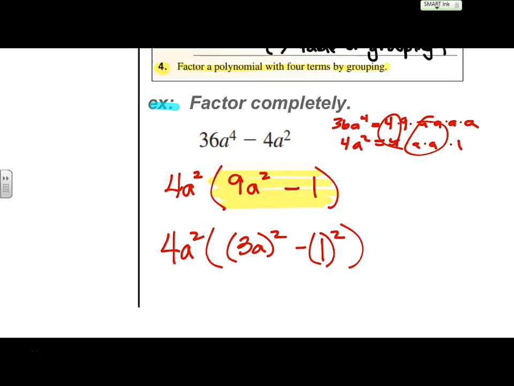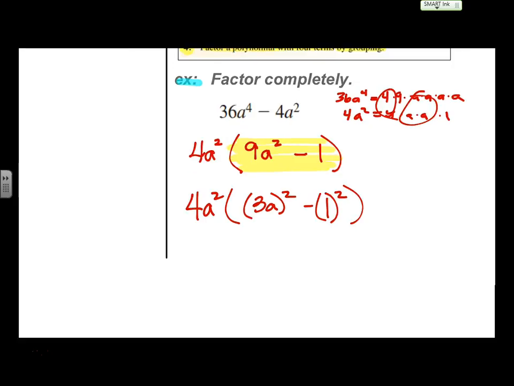What's the square root of 9? 3. What's the square root of a squared? a. So we can take that. Now you don't necessarily need to write that step, but it's good to think through. If the last term is negative, the signs must change. Take that 3a and say, oh, it's a 3a and a 3a. And what do I do with this one? It's a 1 and a 1.